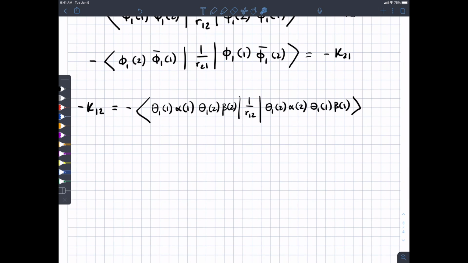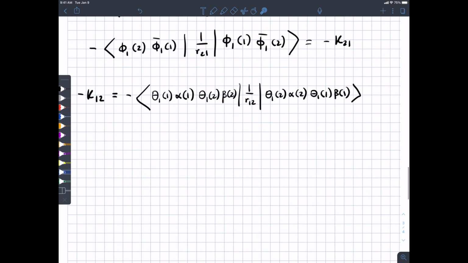Again, remembering that the operator doesn't operate on spin, and therefore the spins can be factored out of the integral as constants. So let's see what that does.